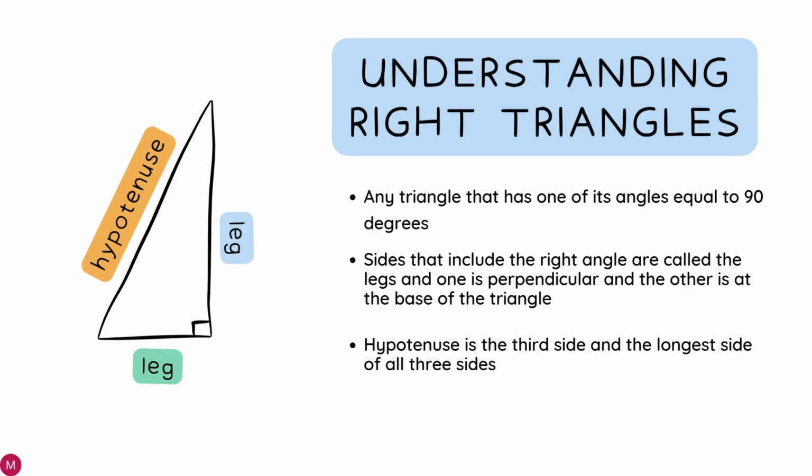To understand the Pythagorean theorem, you must understand right triangles. A right-angled triangle is a type of triangle that has one of its angles equal to 90 degrees. The sides that include the right angle are perpendicular and the base of the triangle. The third side is called the hypotenuse, which is the longest side of all three sides.